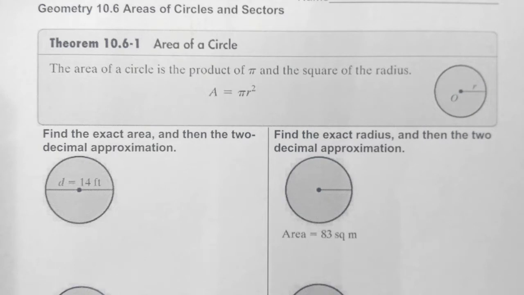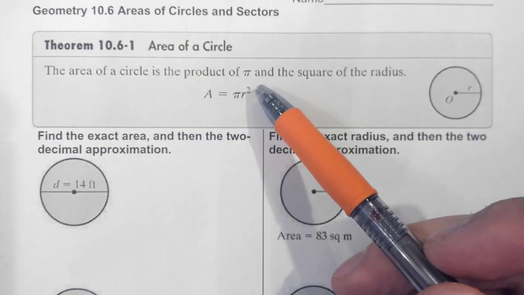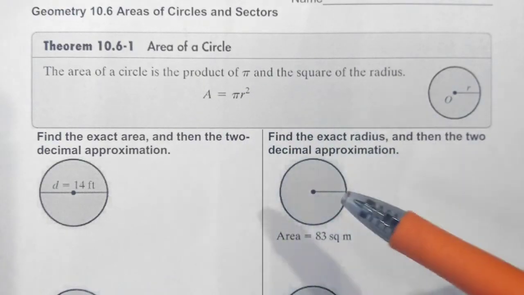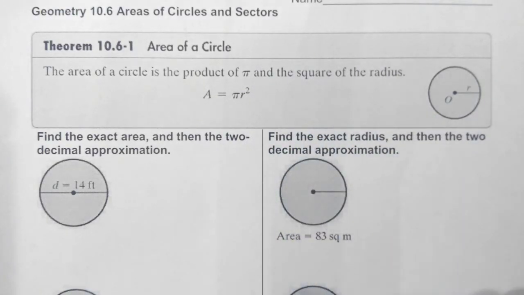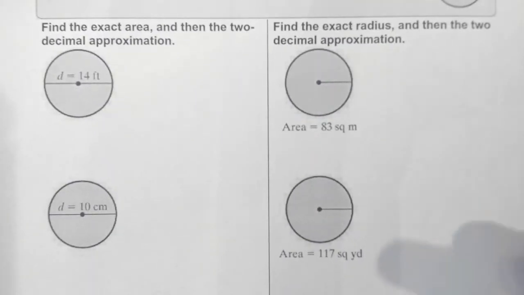Mine was all right. And I guess we'll just go ahead and get started with today's lesson, which is on areas of circles and sectors. A lot of this, at least the front side anyway, should be a review. You should already know how to find the area of a circle. It is pi times the radius squared. So it's not too difficult. We'll just do some examples.